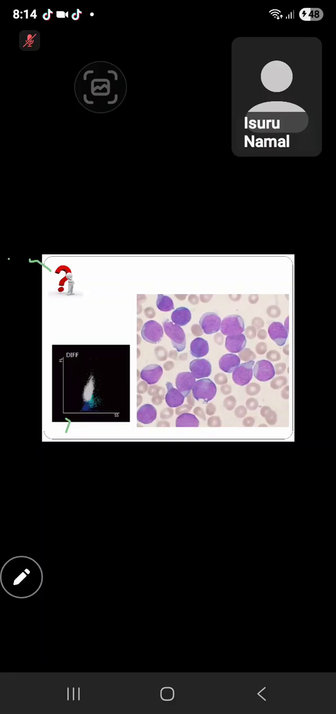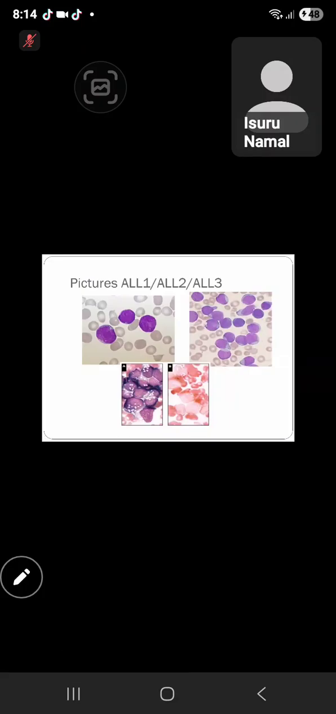You have to go through a blood smear because your scatter plot is also showing some abnormal area, right? These are lymphoblasts. Then I previously mentioned the types of ALL, right? ALL L1, L2, L3. Now here you can see the three types. This is ALL L1, this is L2, and this is L3 actually.